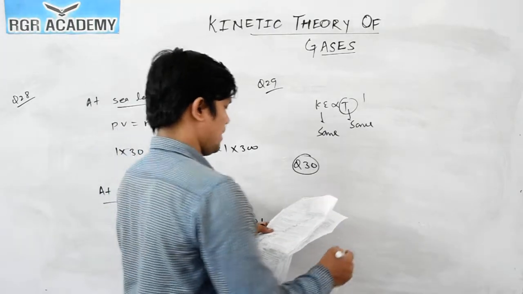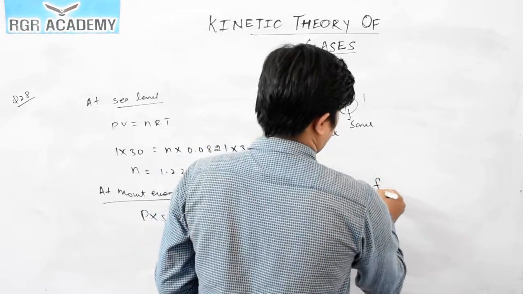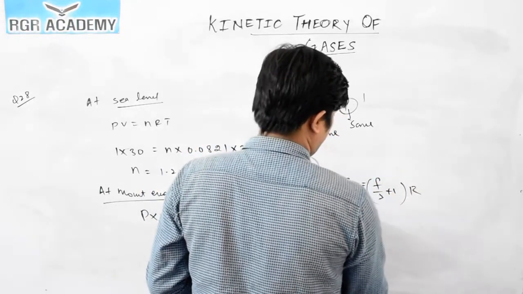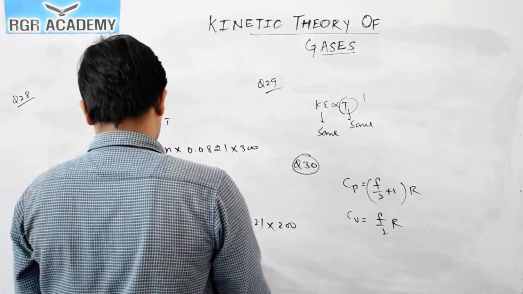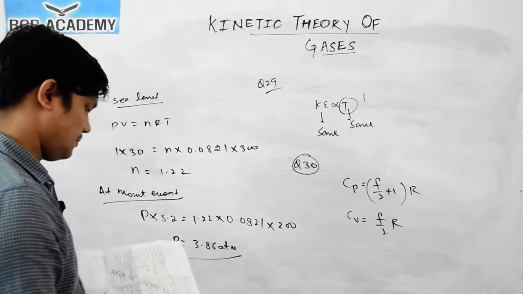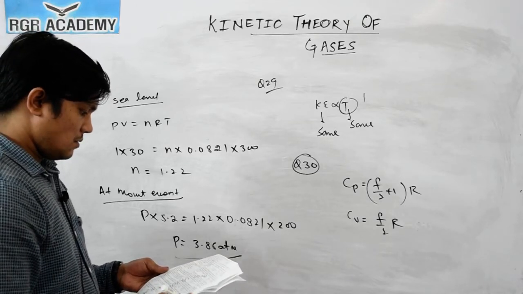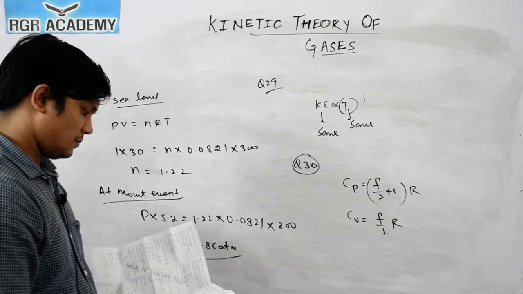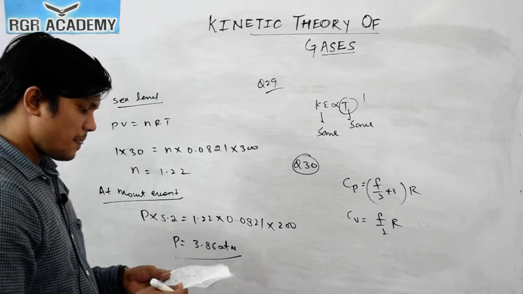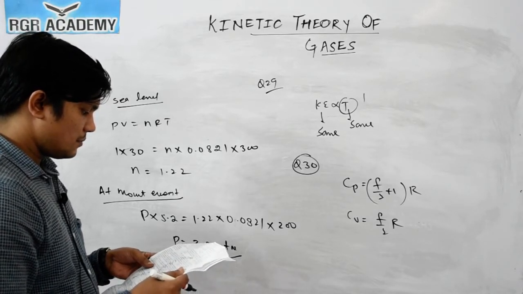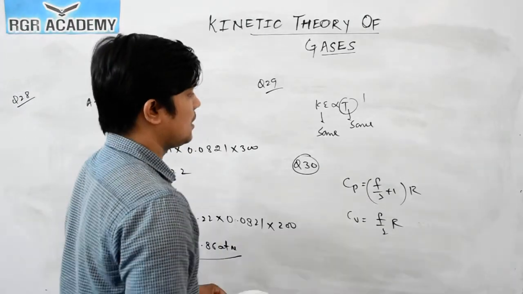So we know that specific heat of gas at constant pressure Cp is given by (F by 2 plus 1) into R, and at constant volume Cv is given by F by 2 into R. So they are asking a comparison between the monatomic and diatomic gas. See, this is the formula of Cp.